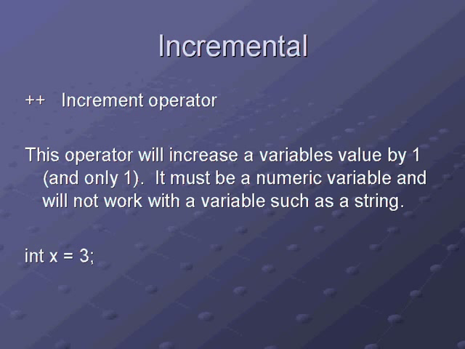So to see here, we have an int x is 3. You can then say x++ as one statement. There's no need to say x equals x++. And then you simply say cout x will output 4.